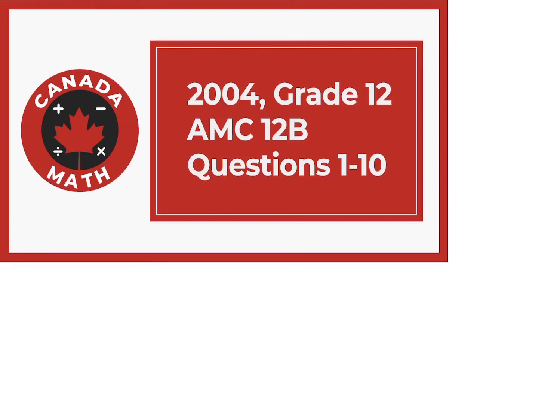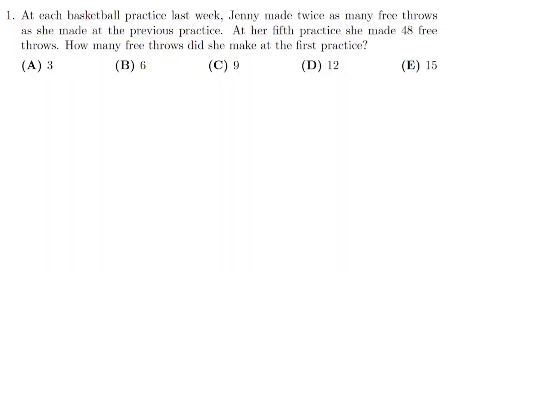Questions 1 through 10 on the 2004 Grade 12 AMC 12B. At each basketball practice last week, Jenny made twice as many free throws as she made at the previous practice. At her fifth practice, she made 48 free throws. How many free throws did she make at her first practice?